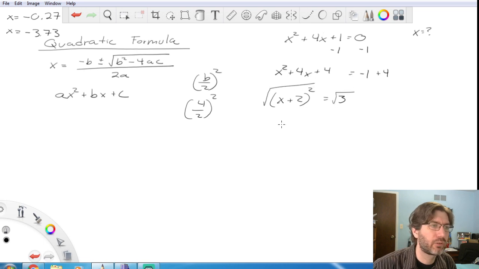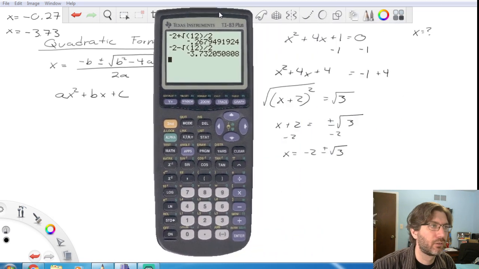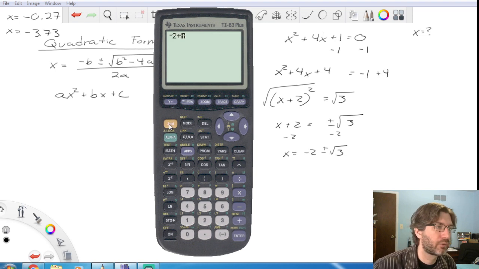To solve for x, you're going to get x plus 2 equals the positive and negative square root of 3. Then you subtract 2 from both sides, and you get x equals negative 2 plus or minus the square root of 3. If you bring up your calculator, you can clear all that out, and you get negative 2 plus the square root of 3. So this gives me something good. This gives you your negative 2.7, which is up here. So that one works. And hopefully the other one will work in checkout as well.